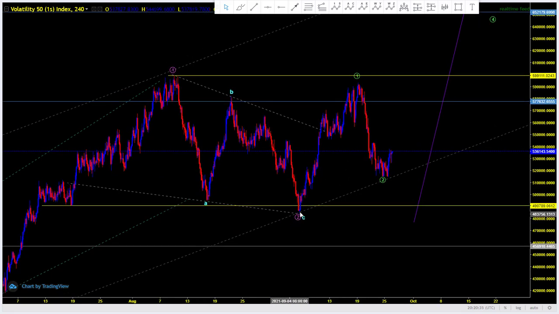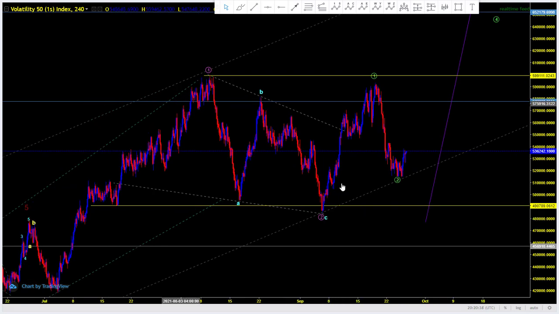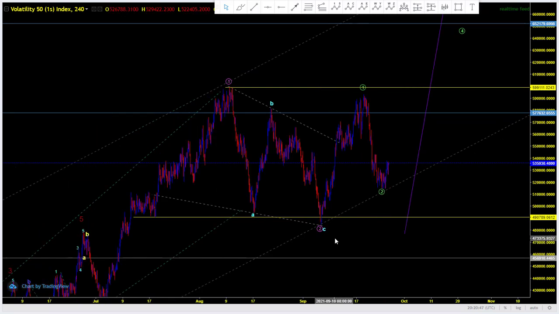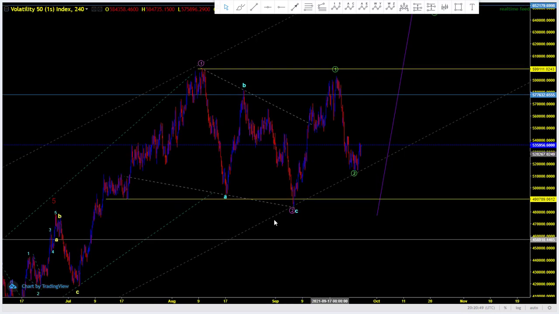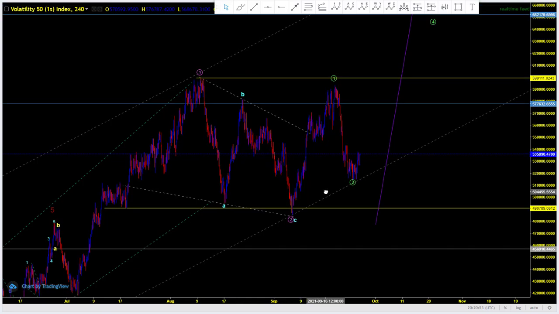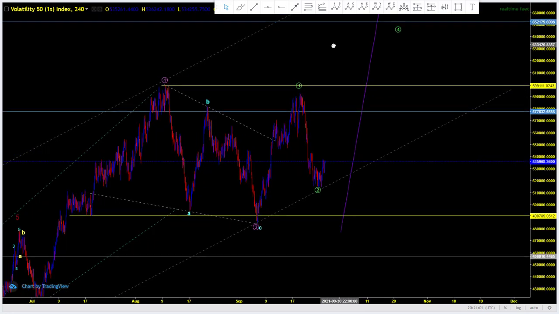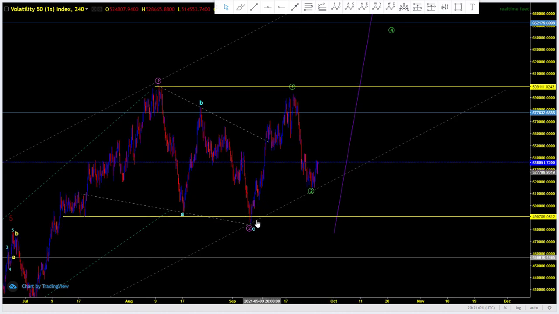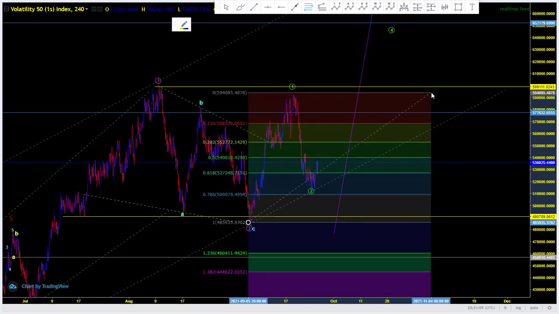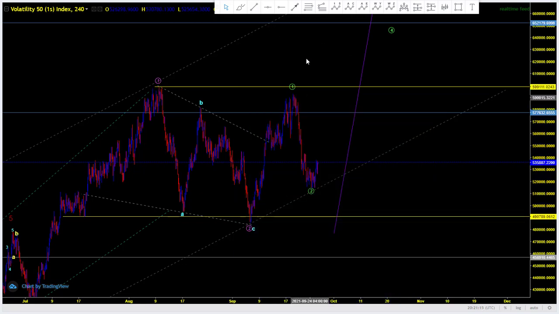So what if this now stands to be true? Then what we are in now is a third wave. And remember, the third wave should not be the shortest. So this must be a third wave that we're experiencing. And if this is a third wave, then this must be wave 2 of a third wave. Let's measure something there and see what we've got. Not exactly 2.718. Why? Is there an override?